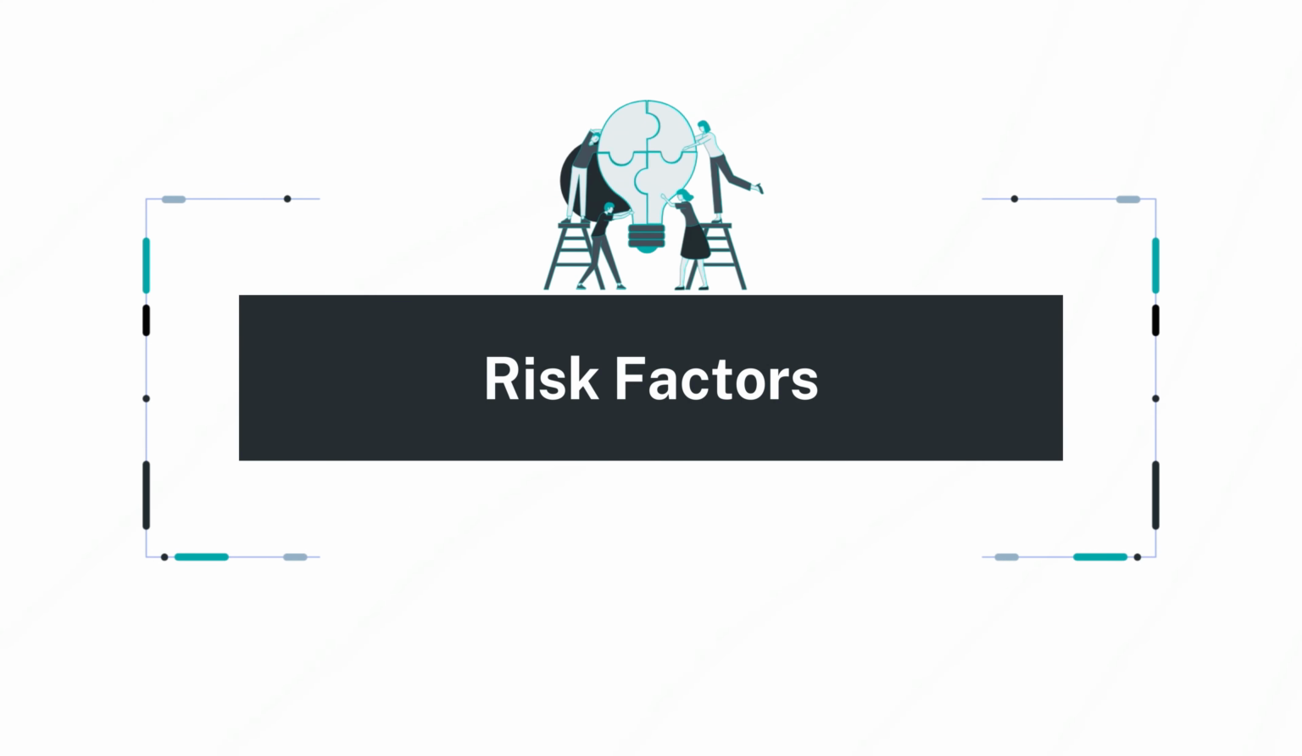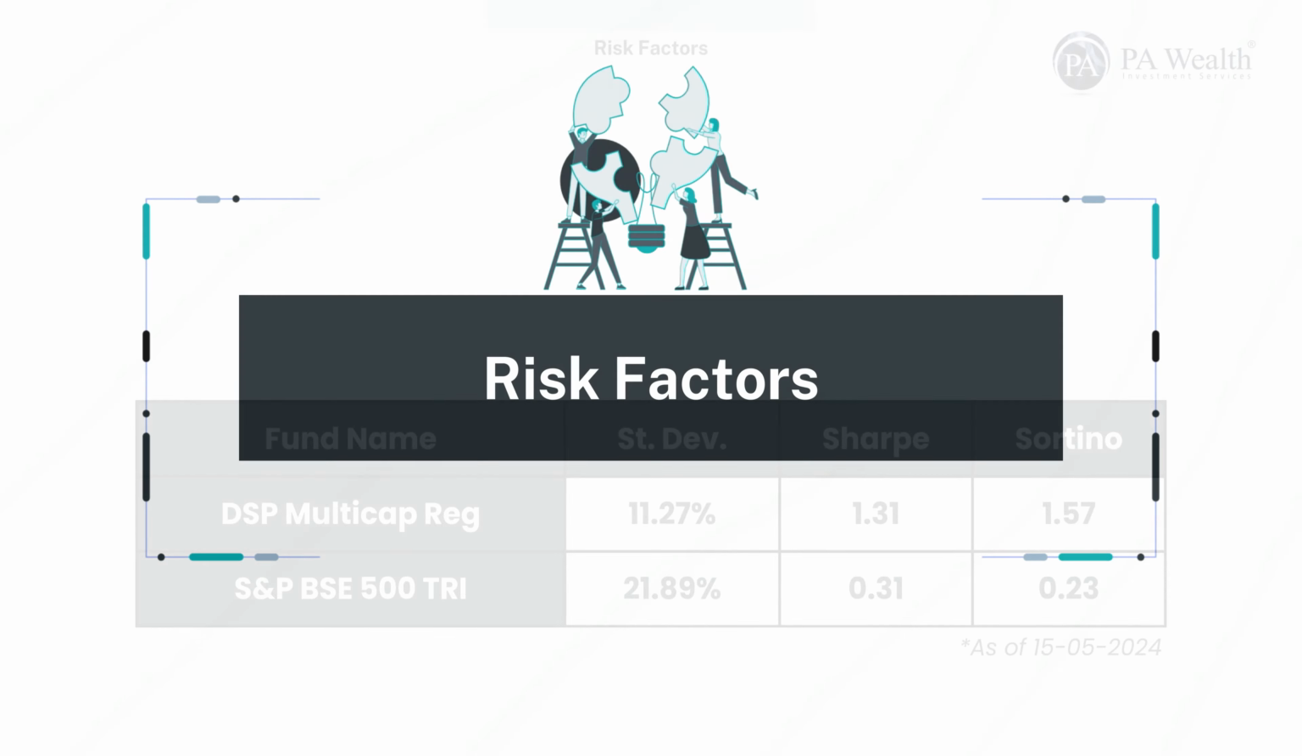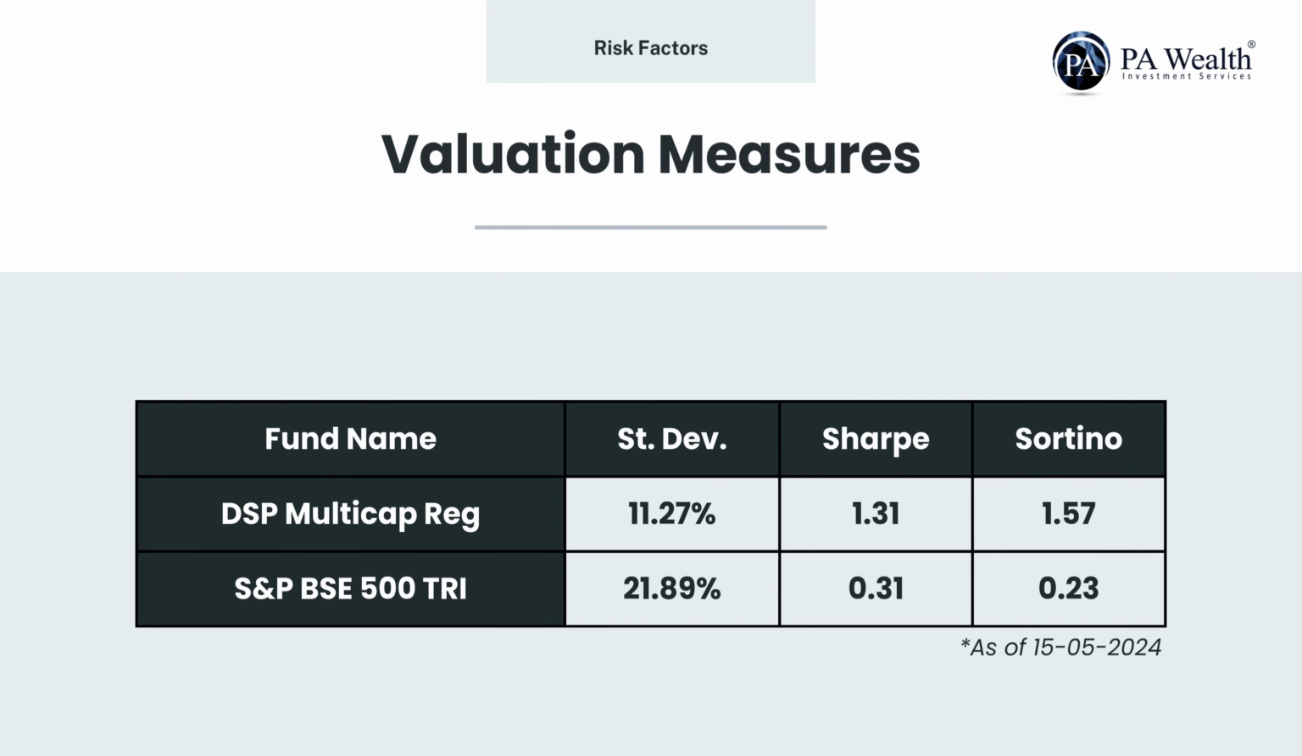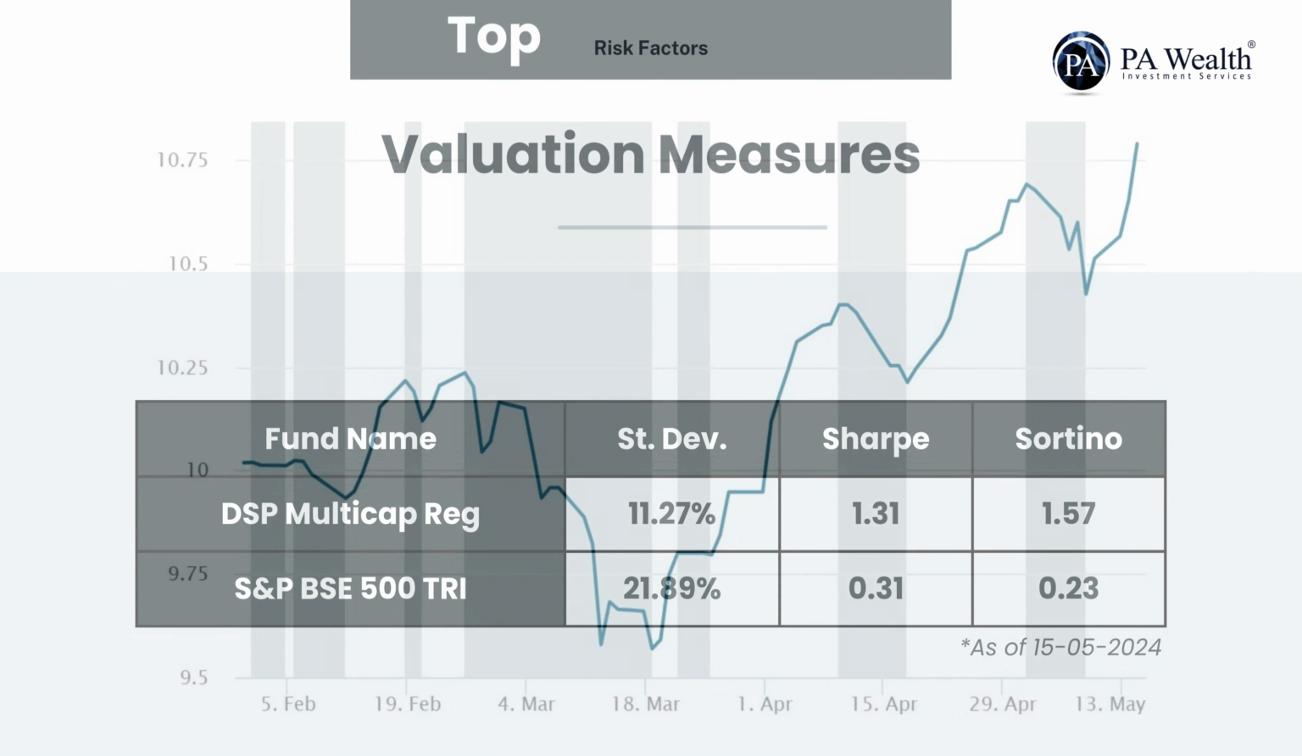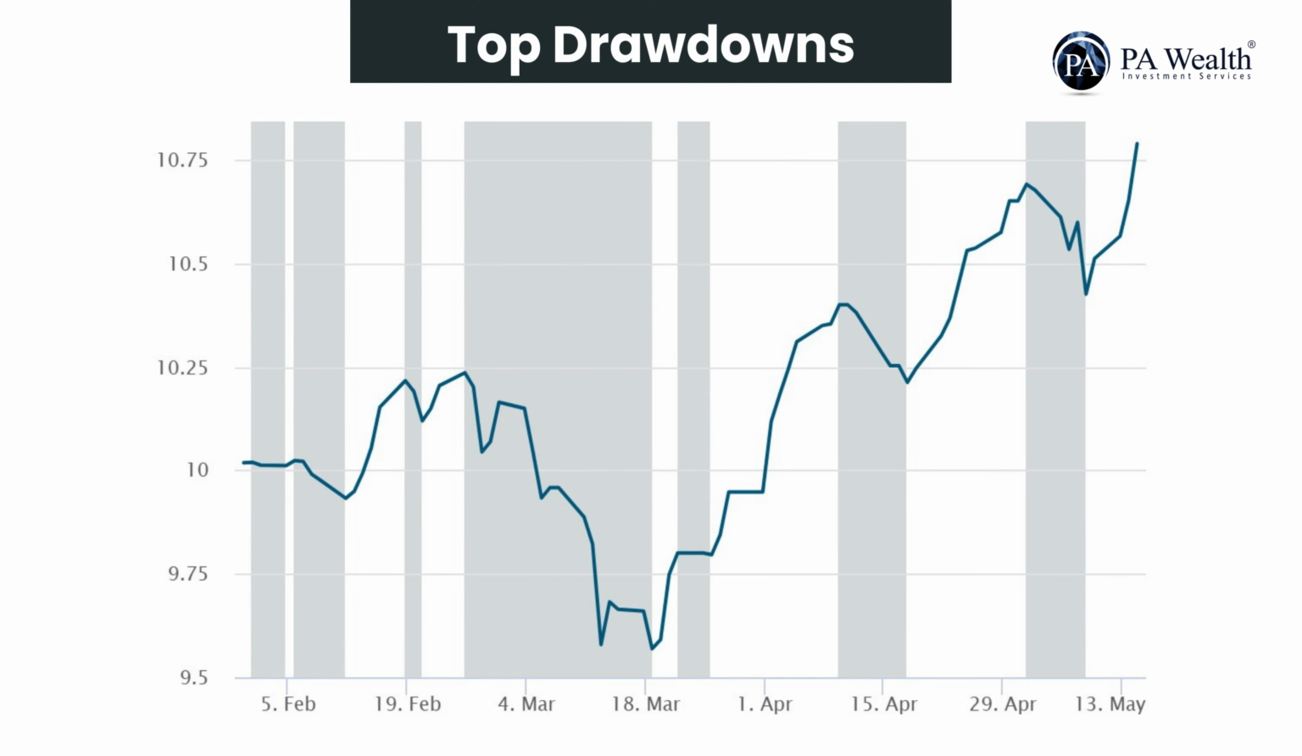Now, let's look at the various risk factors associated with the fund. First, valuation measures. This shows that the DSP Multicap Fund has a lower standard deviation than the S&P BSE 500. The Sharpe ratio and Sortino ratio both show that the DSP Multicap Fund has a higher risk-adjusted return than the S&P BSE 500. Second, let's take a look at the top drawdowns. Here is the historical drawdown chart of the DSP Multicap Fund. It gives you insights into how the fund performed during market downturns.